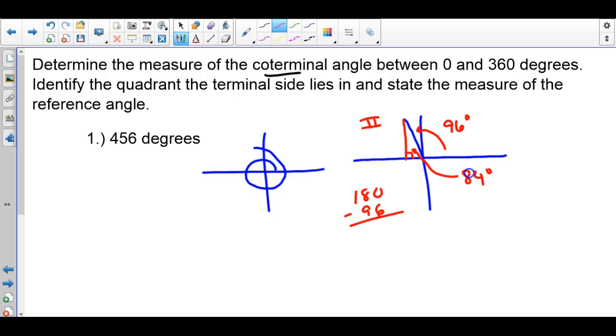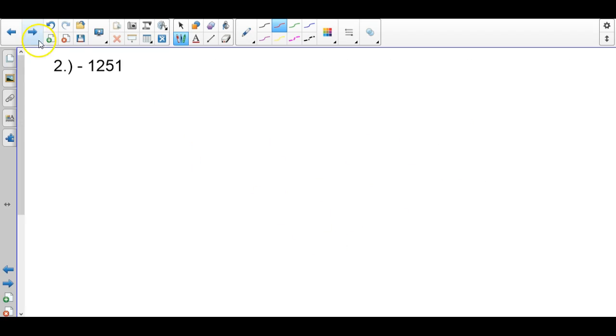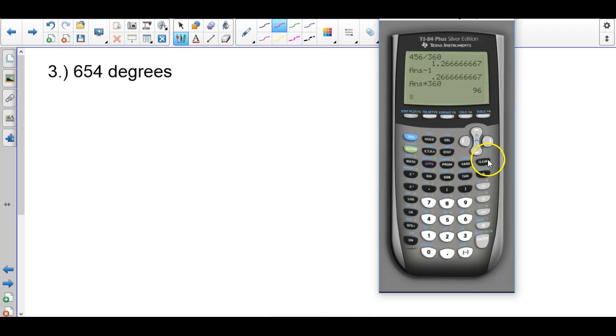So we'll do a couple more of these examples because it seemed kind of confusing. I'm going to actually save the negative one for last. Let's do this one next. 654 degrees. And again, I'm going to follow the same process. I'm going to first figure out how many times am I going around the circle, which means I'm going to divide. I'm going to take 654 divided by 360, and that says, okay, I'm going 1.816 times around my circle.